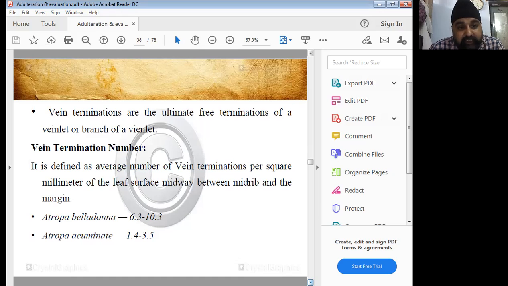Then comes vein termination number. Vein terminations are basically the ultimate free terminations of the vein islets or branches of the veinlets. Now vein termination number is basically the average number of vein terminations per square millimeter of the leaf surface, midway between midrib and margin. For Atropa belladonna, it is 6.3 to 10.3.